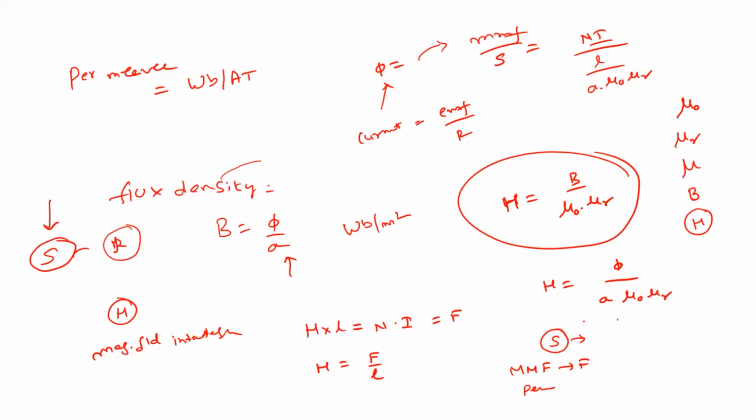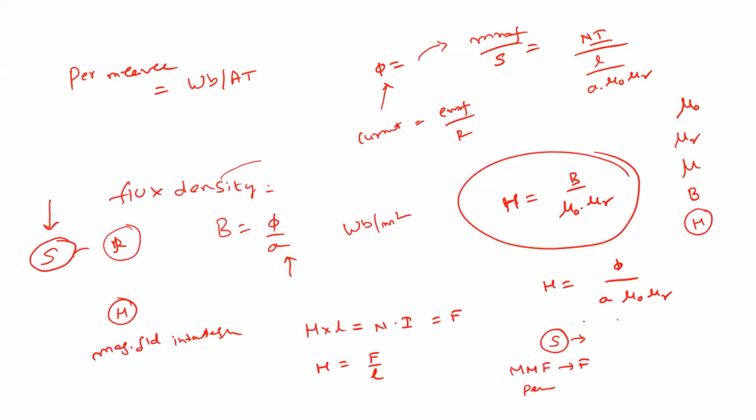Clear? So you got the relation between all these things, right? Permeance, you said, sir, is 1 upon reluctance. Permeance is 1 upon reluctance only. Okay. So next we'll compare this magnetic and electric circuits.